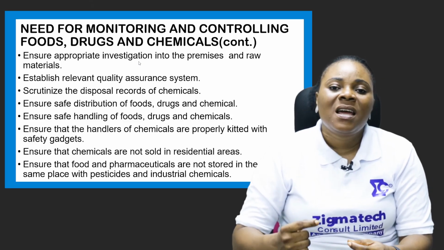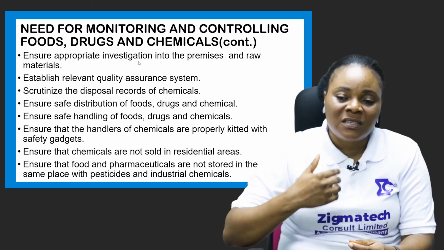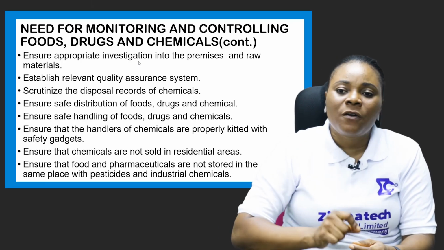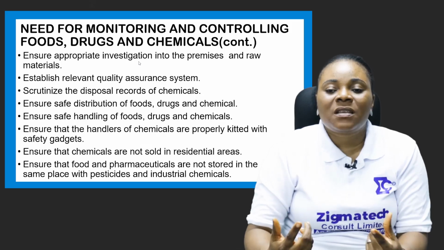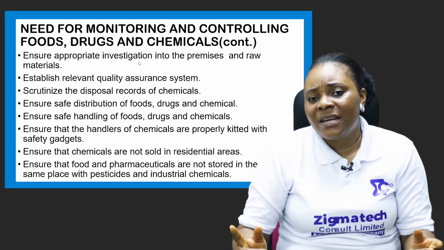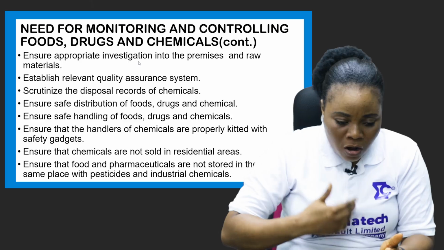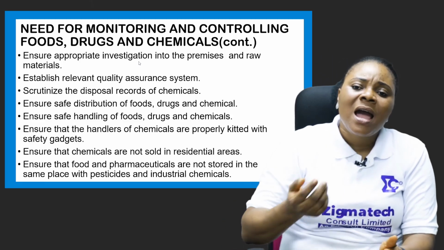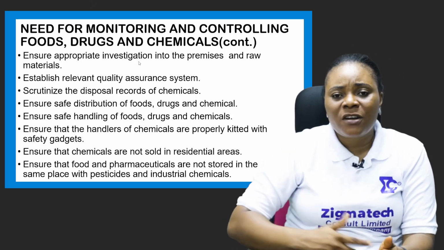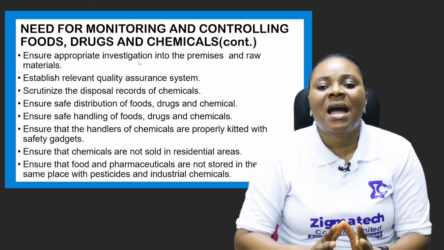And one thing that NAFDAC does is to ensure that as their chemical waste are being disposed, there is a record for it. That gives the chemical users the mind of not disposing their chemicals anyhow. So they scrutinize the disposal records. They come regularly to check how these companies and factories producing food, drugs, and chemicals, how they dispose their chemical waste.